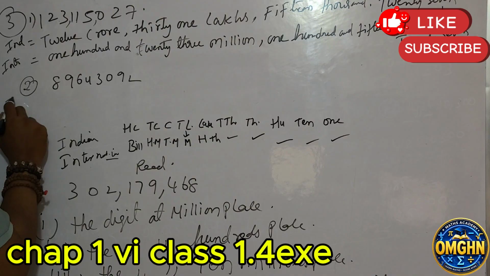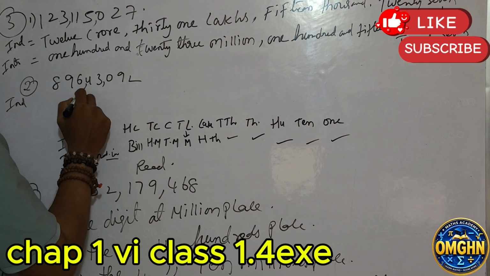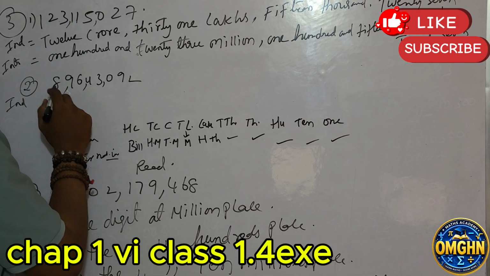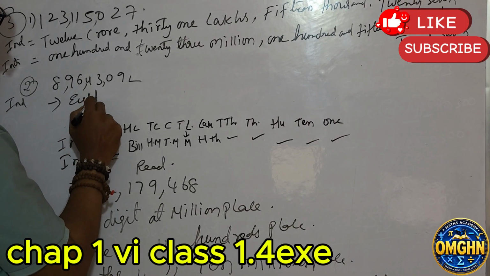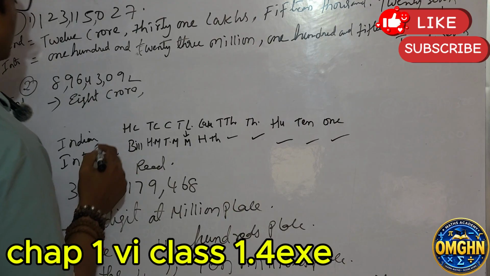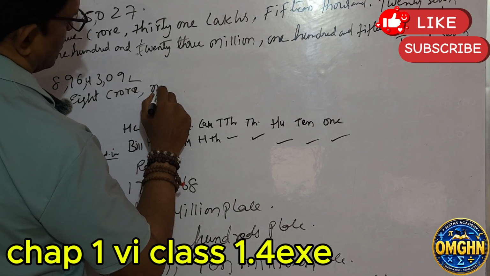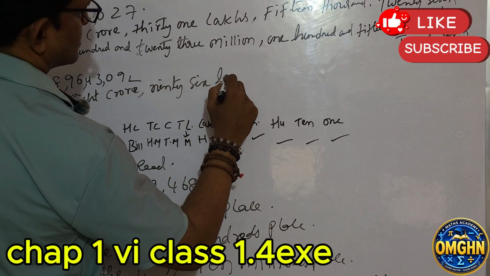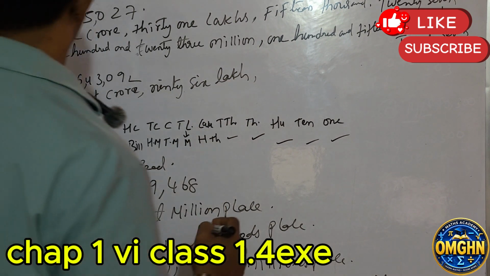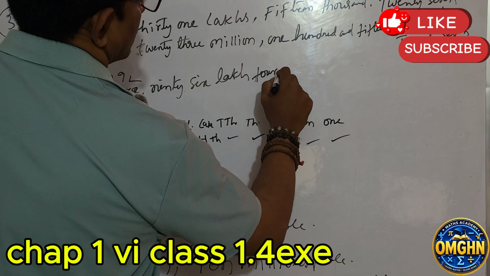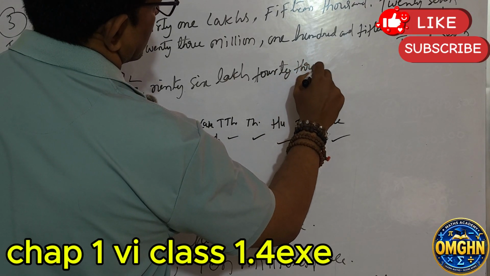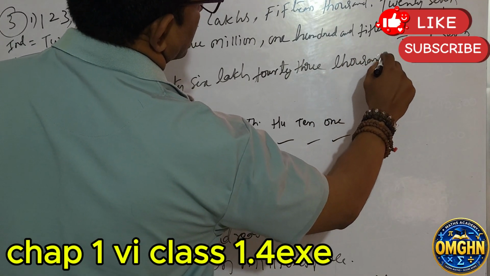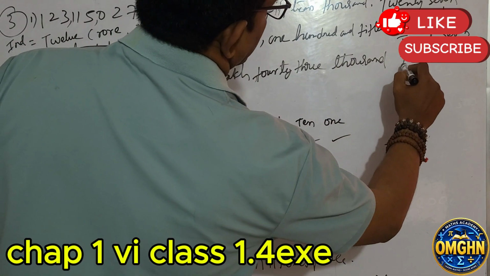Okay, now the next one, Indian system. That's 100,000, 10 lakhs, crores. 8 crore, 96 lakh, 43,000, 92.